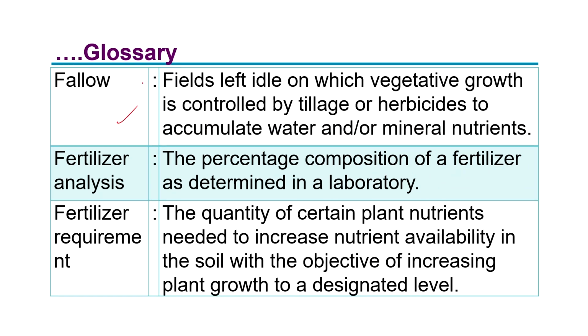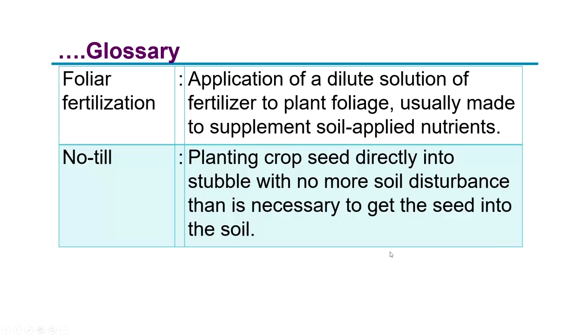Next is your fallow land. Fallow means fields left idle on which vegetative growth is controlled by tillage or herbicides to accumulate water and or mineral nutrients. Fertilizer analysis, the percentage composition of a fertilizer as determined in a laboratory. Fertilizer requirement, the quantity of certain plant nutrients needed to increase nutrient availability in the soil with the objective of increasing the plant growth to a designated level. Mostly we want to have optimal growth of the plants.